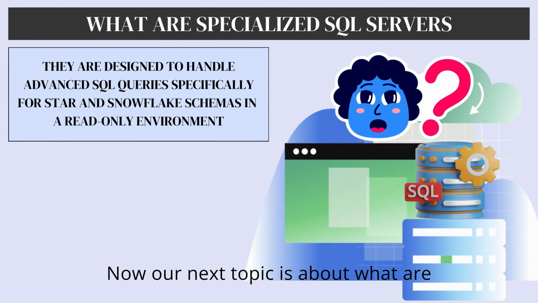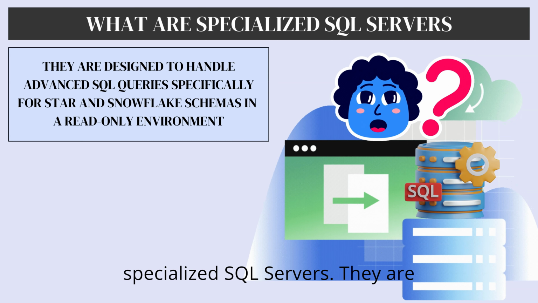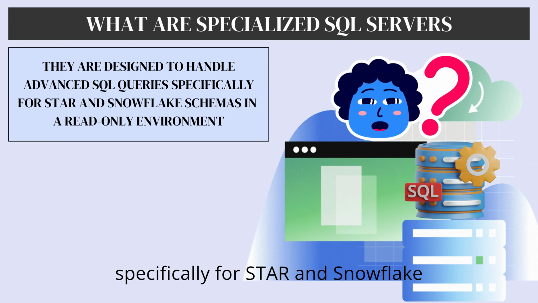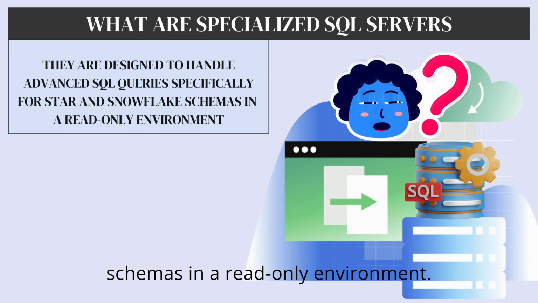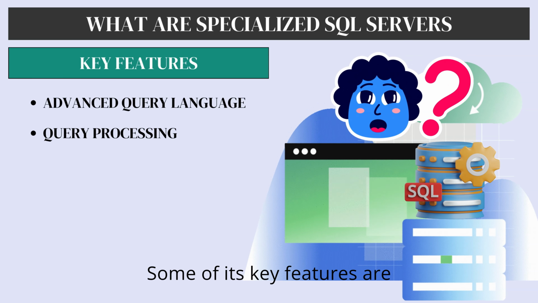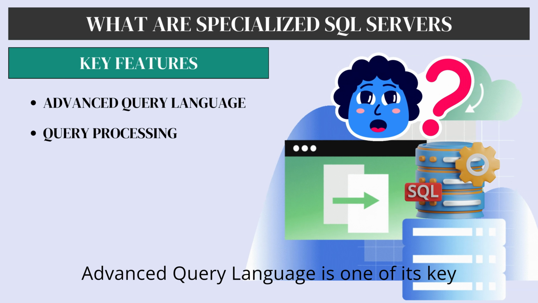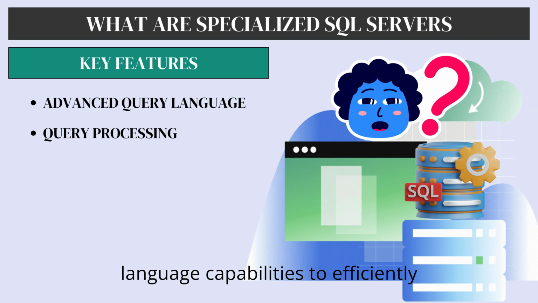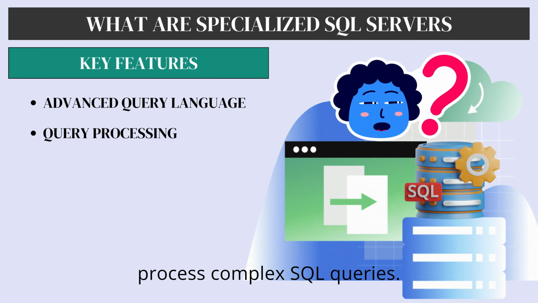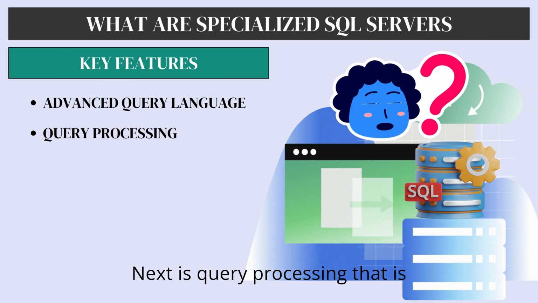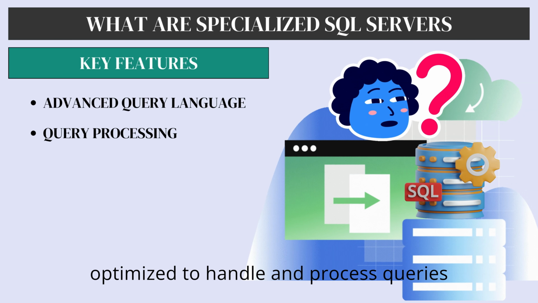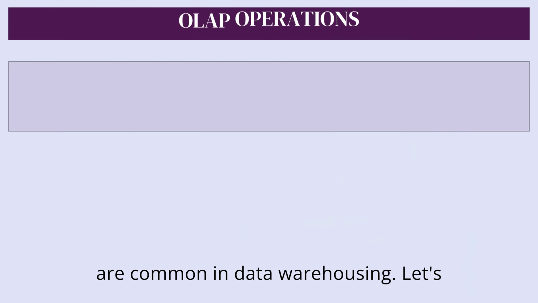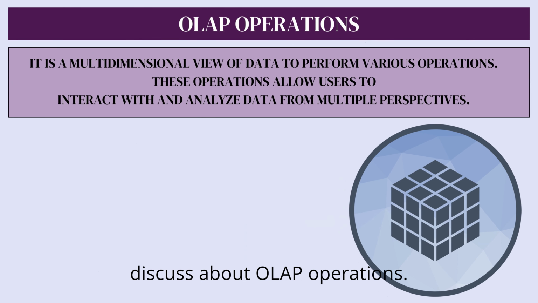Now our next topic is about what specialized SQL servers are. They are designed to handle advanced SQL queries specifically for star and snowflake schemas in a read-only environment. Some of its key features are: advanced query language is one of its key features. They provide enhanced query language capabilities to efficiently process complex SQL queries. Next is query processing, which is optimized to handle and process queries over star and snowflake schemas, which are common in data warehousing.